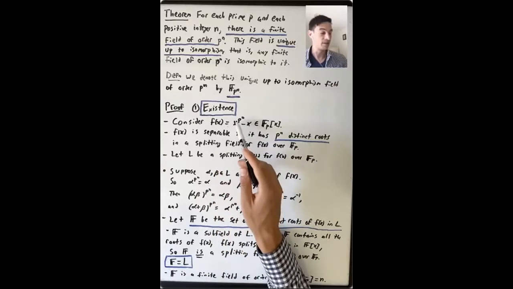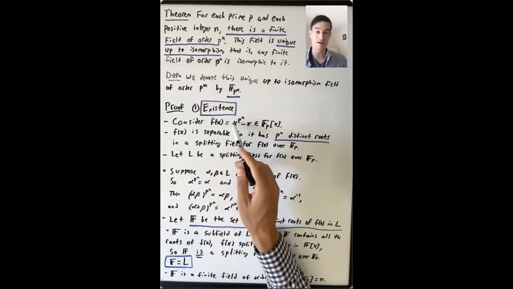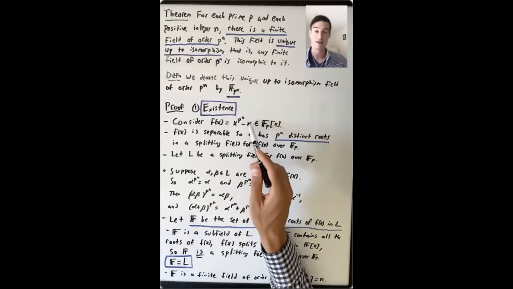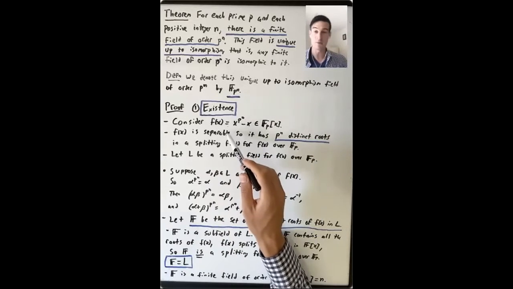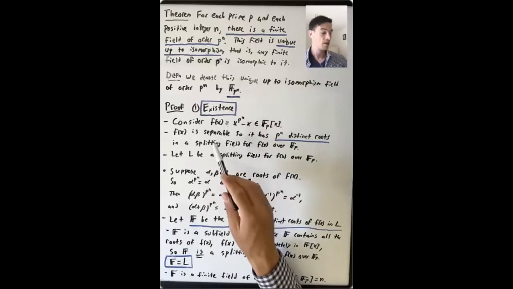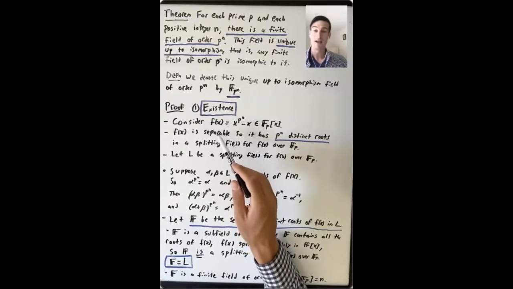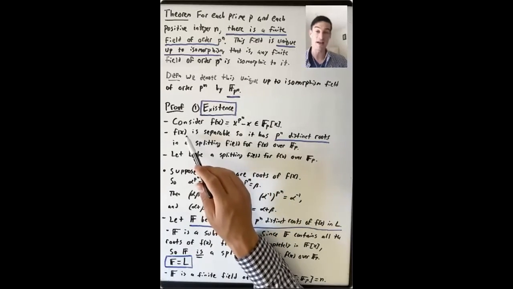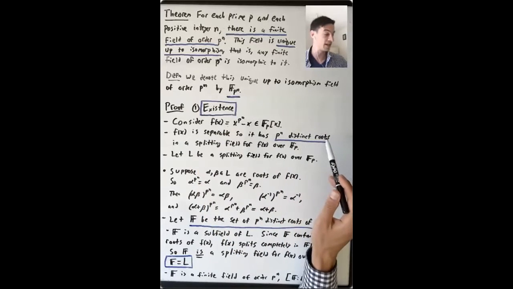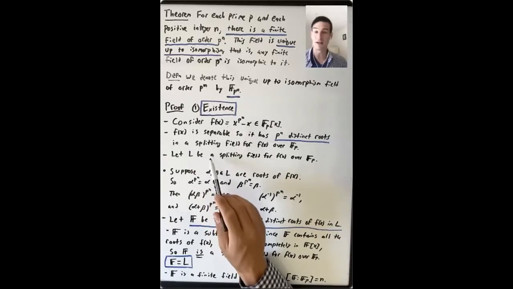Why? You take the derivative, you get this p to the n comes down, but p to the n is 0 in F_p. So you get a 0 here and then a minus 1. So the derivative is minus 1. So f(x) is certainly relatively prime to its derivative. So what does it mean that it's separable? It means that in a splitting field for f(x) over F_p, f(x) has p to the n distinct roots. All right, so we know that such a splitting field exists.